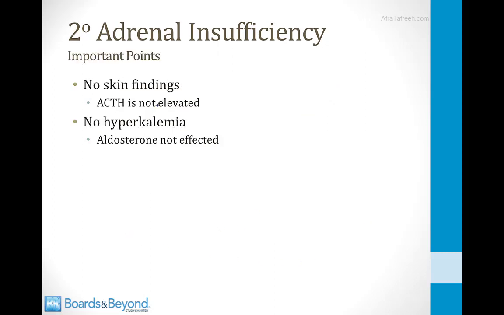Two important points about secondary adrenal insufficiency. There should be no skin findings in this condition, and that's because ACTH levels are not elevated. There also should be no hyperkalemia, and that's because aldosterone is not affected, and the renin-angiotensin-aldosterone axis is intact.